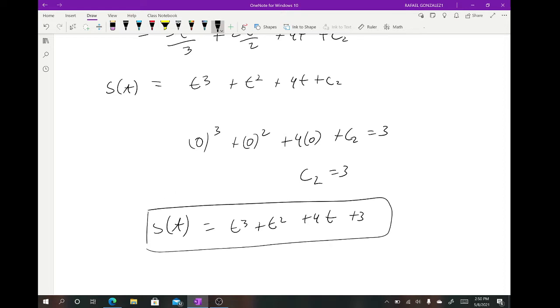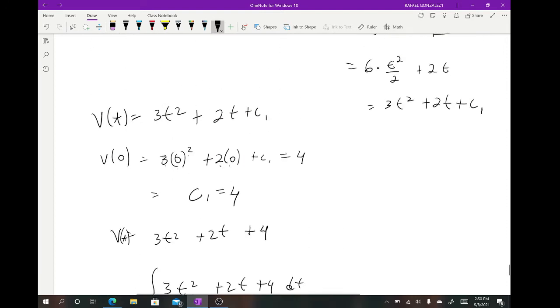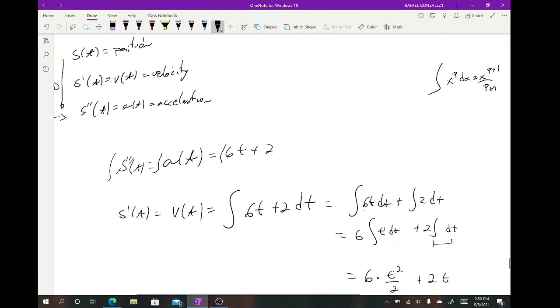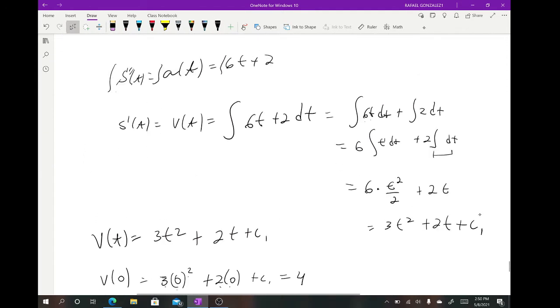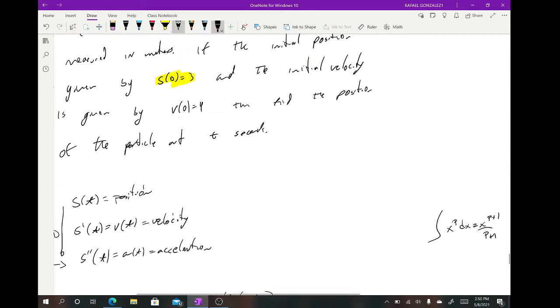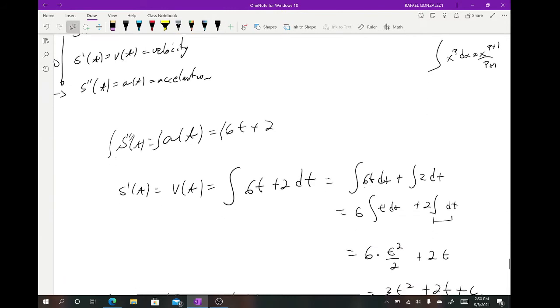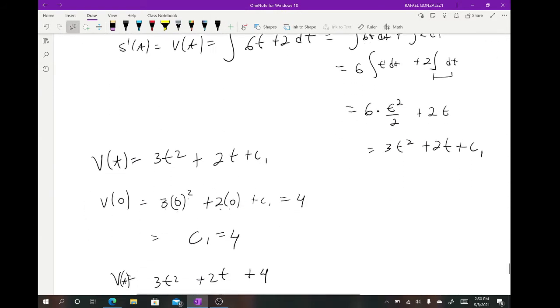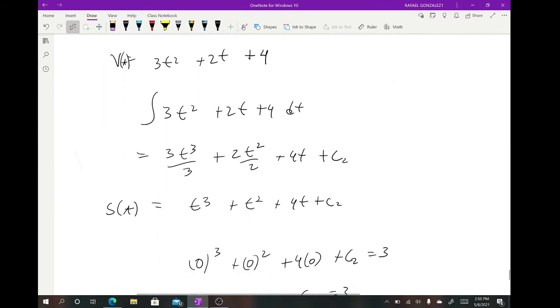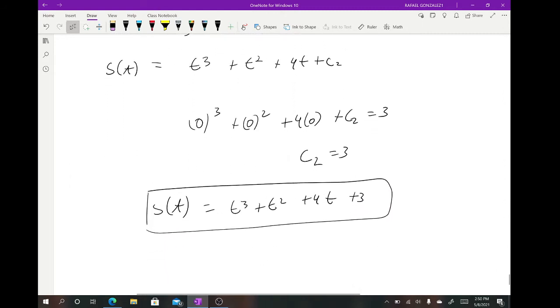Okay, so this is the solution. Again, what did we do? We took the antiderivative, then we solved for the c value at the points given. We were given some information to be able to actually figure out what those c's were, and then we integrated again to get the position. And then we again solve for that c.